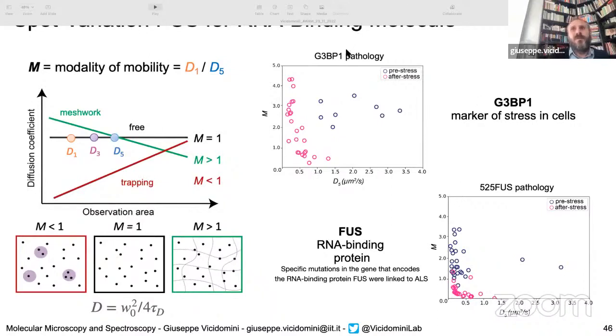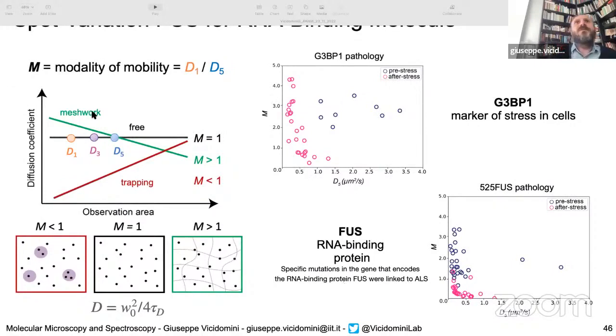Here is another example, just to compare the different modality of two different proteins, specifically the G3BP1 that I already showed you before, and another very important protein in the context of ALS, that is FUS, which is an RNA binding protein, for which it has been studied that specific mutations of the gene that encodes such a protein are linked to the disease.